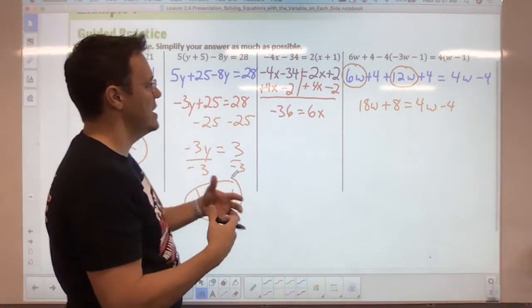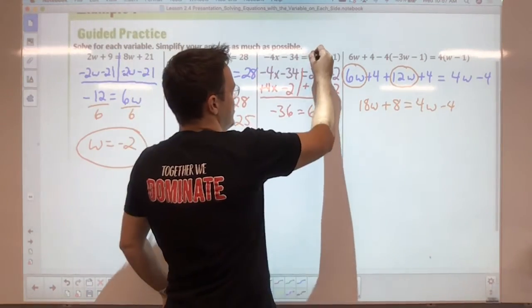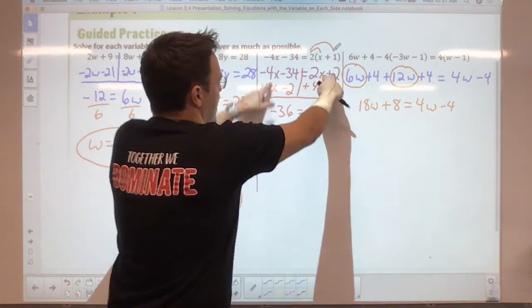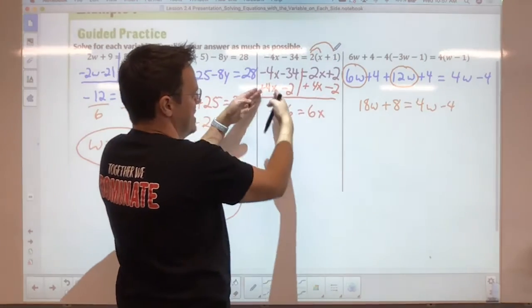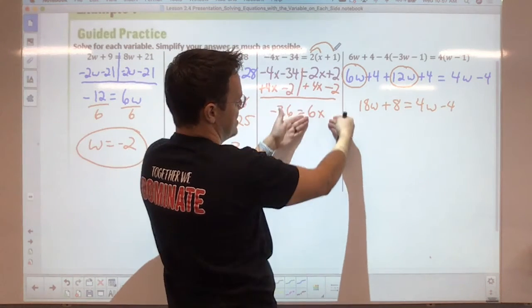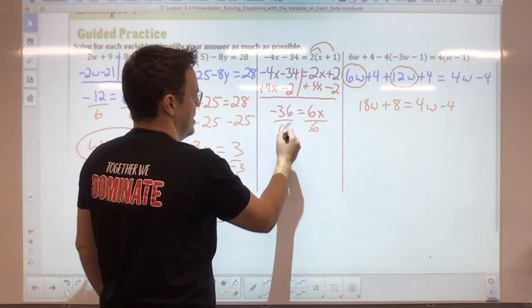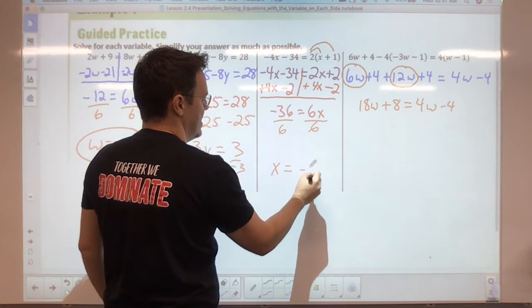All right, the very next one, same thing, right? Do the distribution. So it'd be 2x and 2. Then you do it in one shot. All right, same thing though. This is a -4. I want to add the positive, so this is a positive variable down here. Then you would divide by 6, and you get x equals -6.